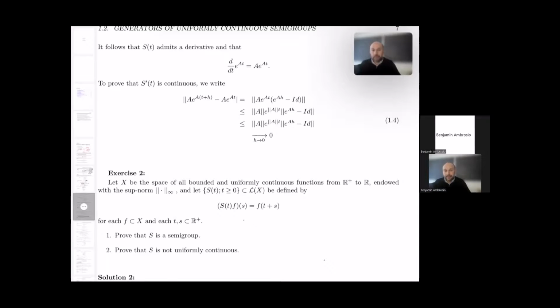And so to prove that S is a semigroup, this comes from the definition. If we replace t by 0, you have S(0) of f(s) is f(s), and also S(t+w) of f is S(t) applied to S(w) of f. This comes immediately from the definition.